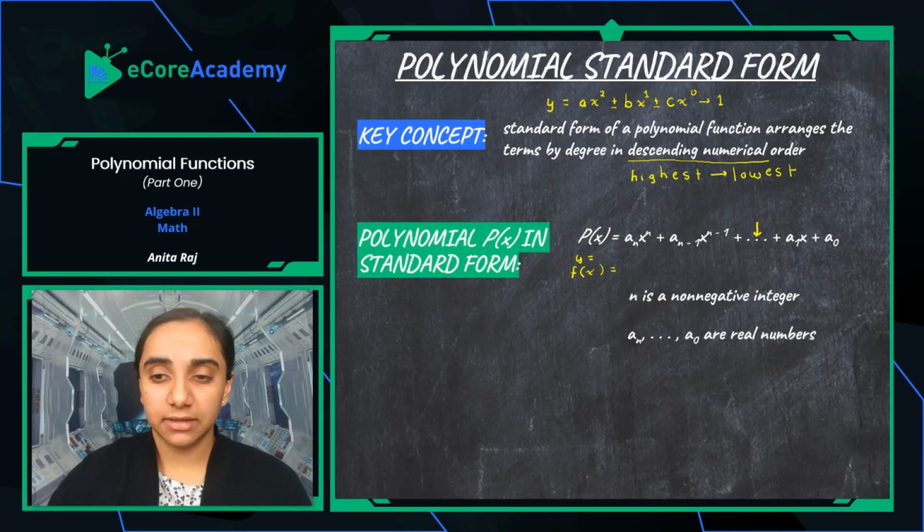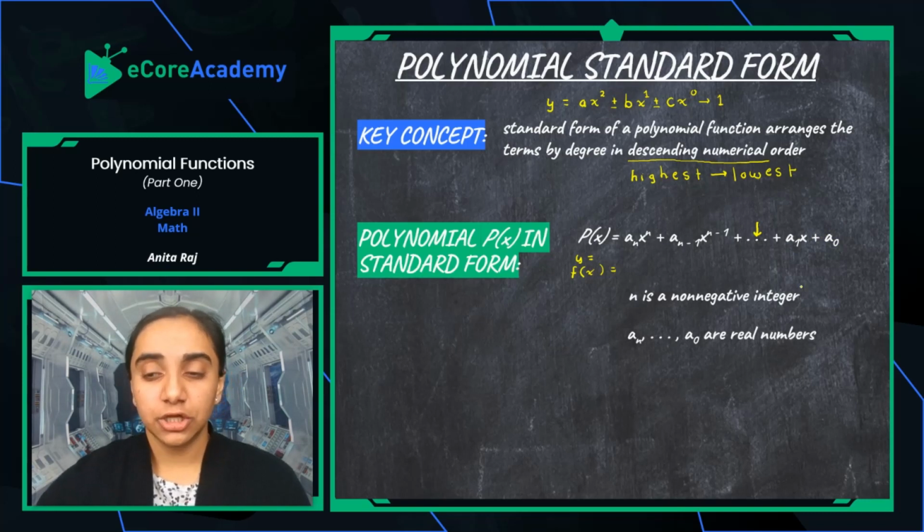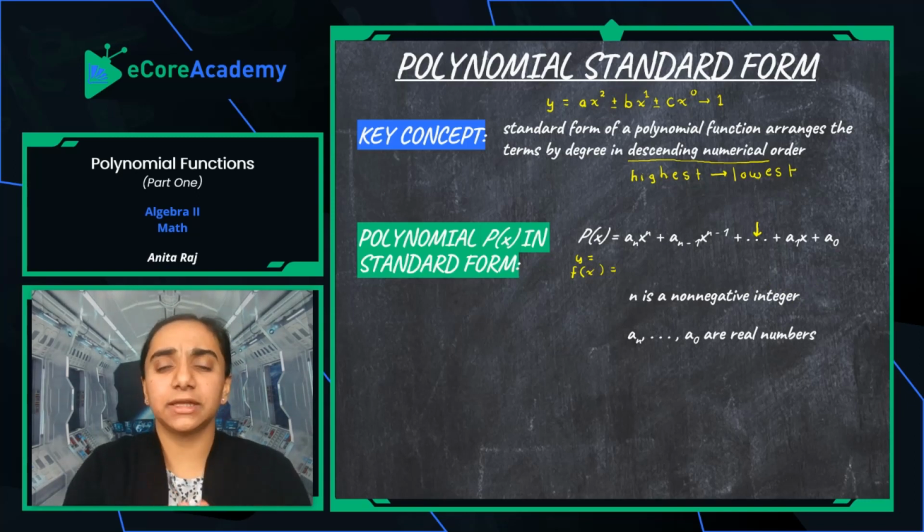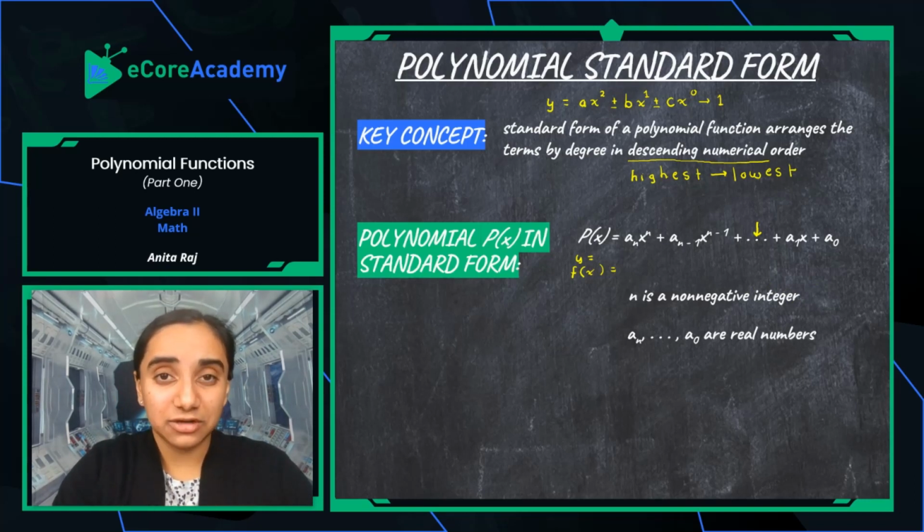So n, keep in mind, is a non-negative integer. So n means it has to belong to, if you're looking at a set, n belongs to the integers, but n has to be greater than 0. So n can be 1, 2, 3, 4, 5, and so on. Can't be a fraction, and it cannot be negative.